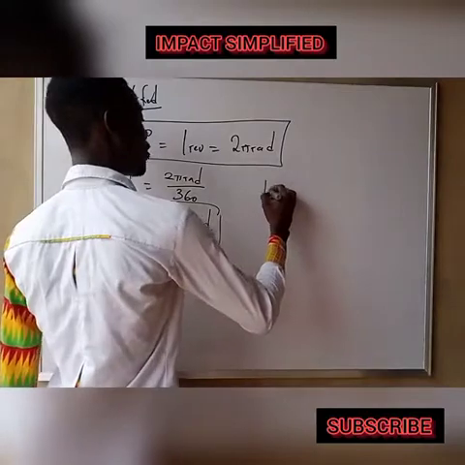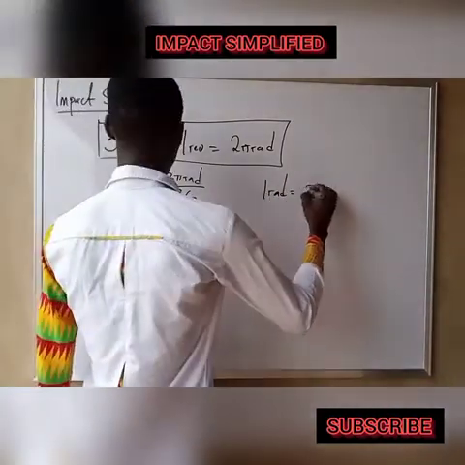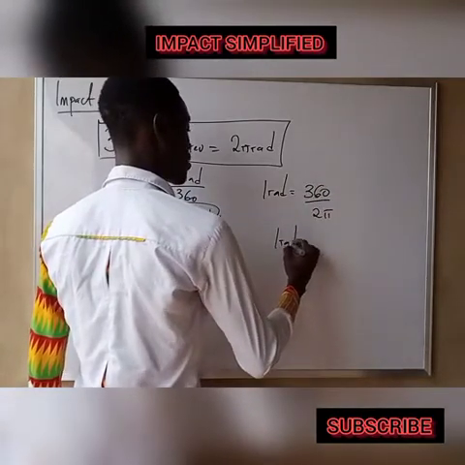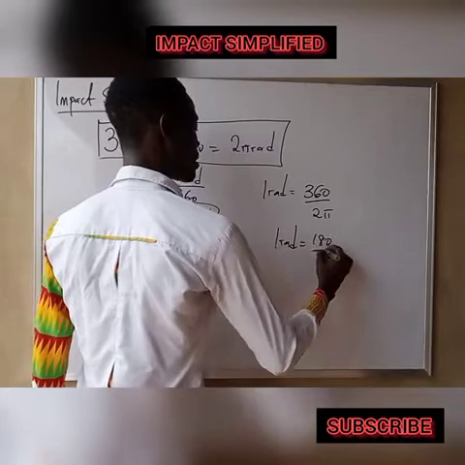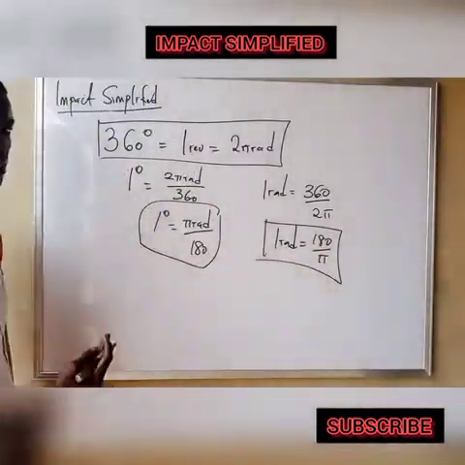And when we are talking of 1 radian, what is 1 radian? You divide 360 by 2 pi. And that will give us 360 over 2 pi. That means 1 radian will give us 180 over pi. Do we get that? It's simple.